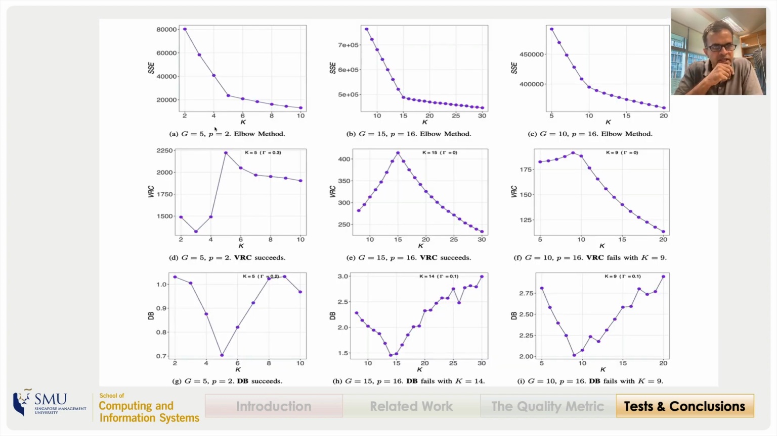Pictorially, this is what it looks like. Elbow method is in the top row, so we're looking for an elbow as we increase k in SSC distribution. We can clearly see the elbows in most of these distributions, except the last column where both the elbow method and the VRC method actually fail.